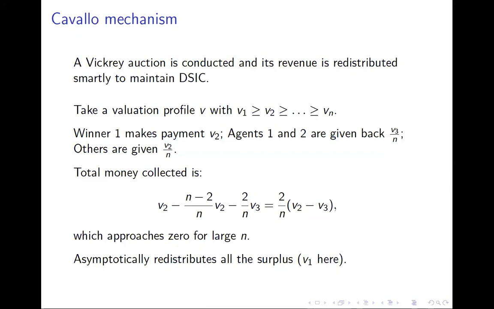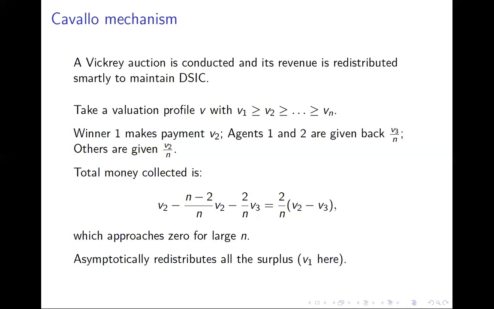So here is something that Cavallo proposed, which maintains incentive compatibility. To understand the mechanism, take a valuation profile V with V1 greater than or equal to V2 greater than or equal to ... Vn. Agent 1 is the highest valued agent. So the winner, agent 1, makes a payment of V2. Now here is how the redistribution happens. Agents 1 and 2 are given back V3 over n, and others are given V2 over n. So agents 3 to n are given back V2 over n, and agents 1 and 2 are given V3 over n.